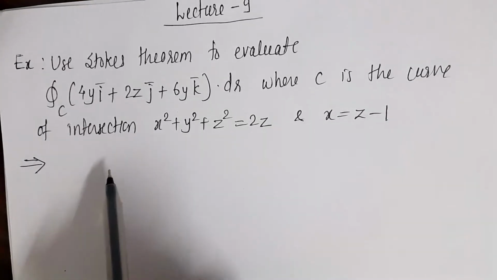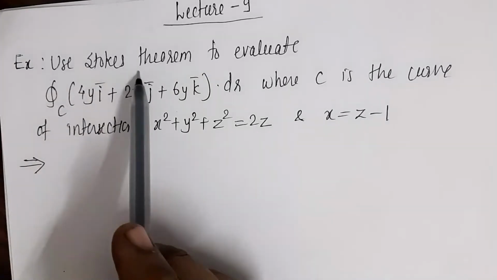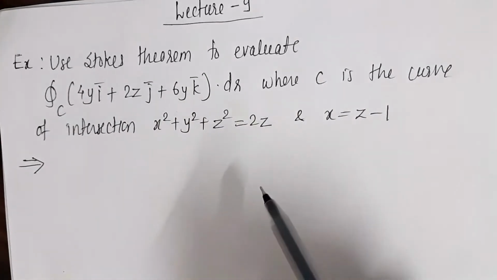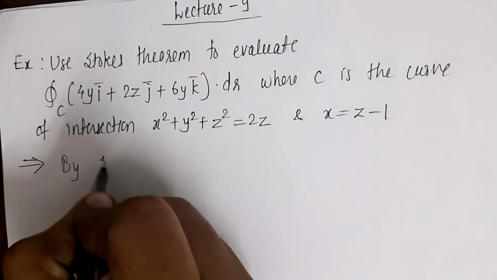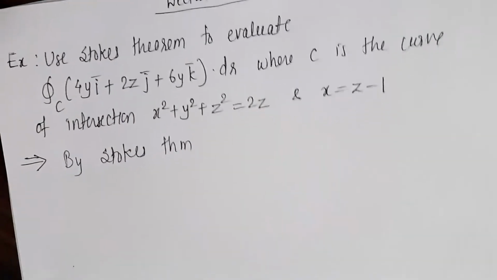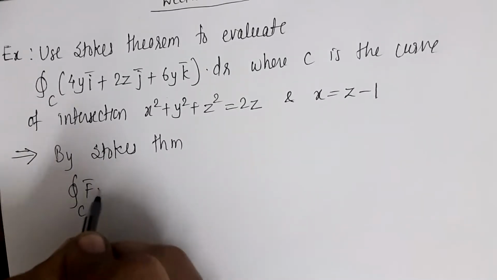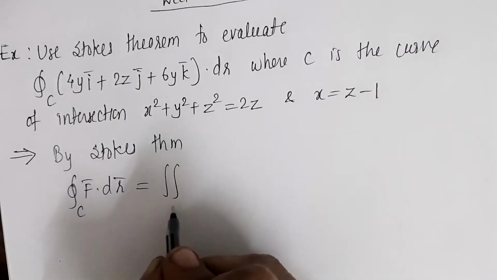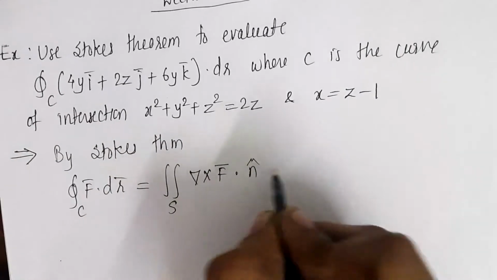Now I already told you in the previous class that whenever the question says use Stokes theorem, whatever the given term, we have to apply the right hand side or left hand side of Stokes theorem. Now what is Stokes theorem? By Stokes theorem, the integral over C of f dot dr is equal to the double integral over S of del cross f dot n cap ds.